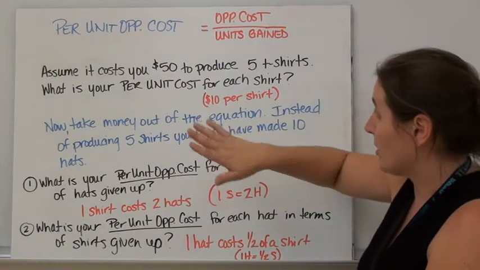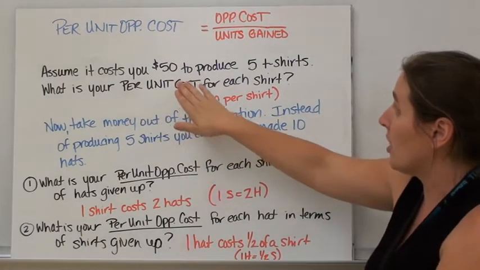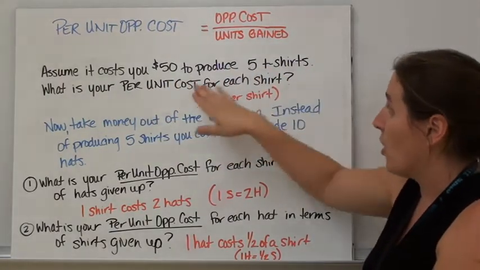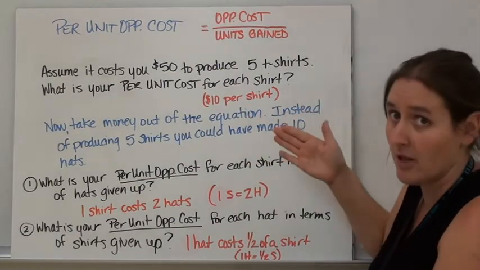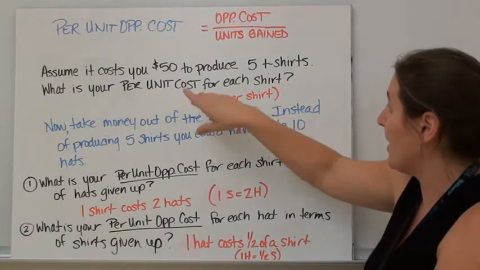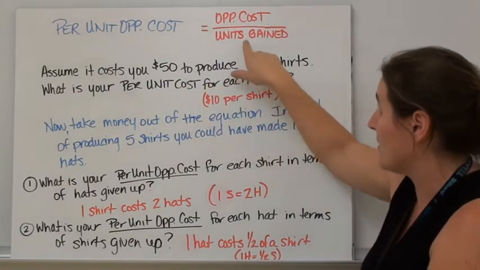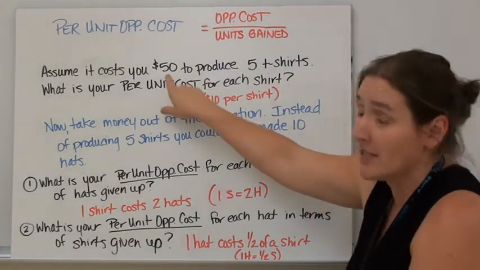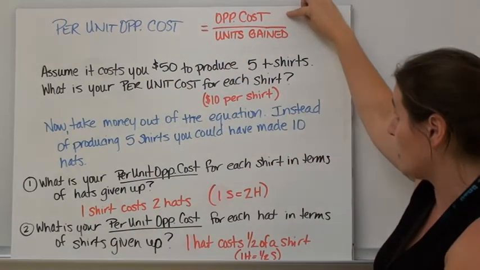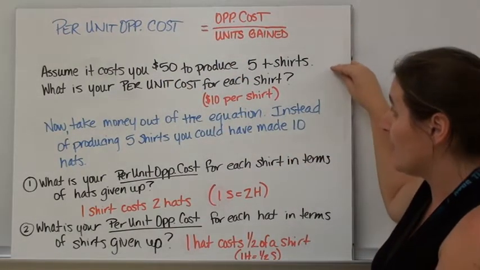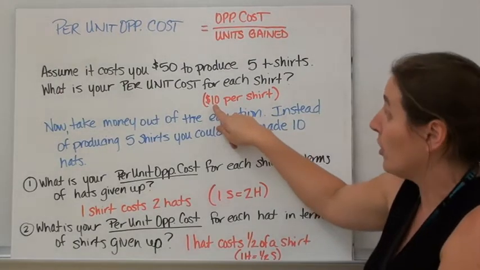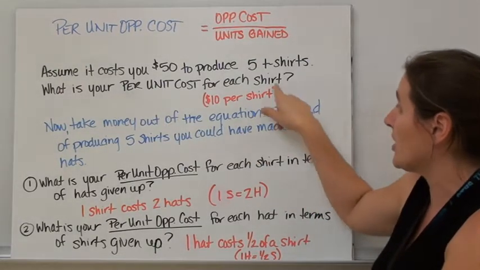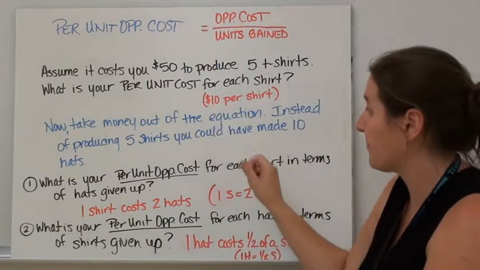So let's start with the example. Assume it costs you $50 to produce 5 t-shirts. What is your per unit cost for each shirt? Okay, so we're making 5 shirts, so that's the units gained. It cost us $50, so that's the opportunity cost. 50 divided by 5 equals 10. So our per unit cost for each shirt is $10.